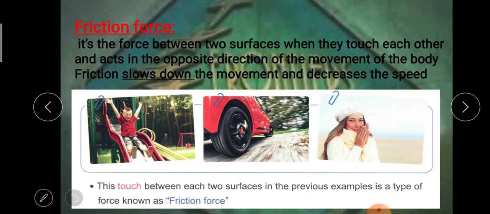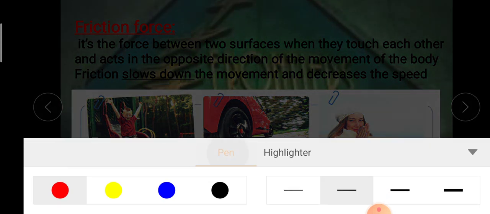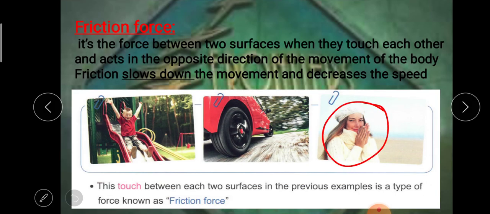If you put your hands together, like in this picture, and you start to rub your hands, the two hands will touch each other, and then you will move your hands in opposite directions to make them warm. We call this friction. So when two bodies touch each other and move in opposite directions, we say there is friction between our two hands.